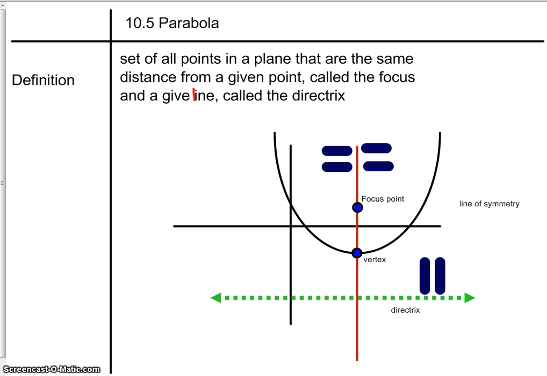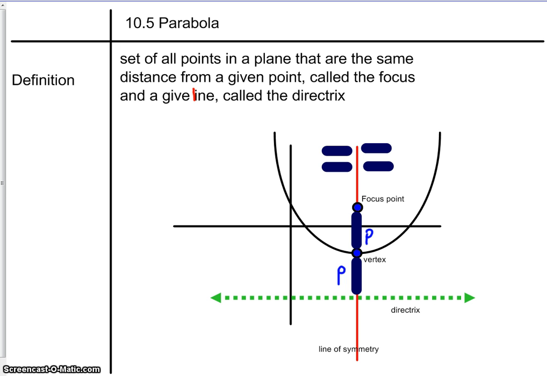There's my vertex, which again is a point where we change direction. What we're also going to have here is a line of symmetry that we can fold it over, and every point on one side would fall on a point on the other side. Now, there's an important distance that we're going to talk about with a parabola. We're going to talk about that distance as P.